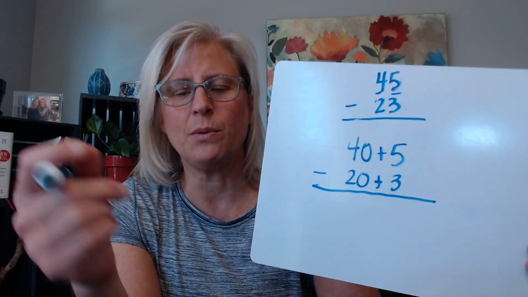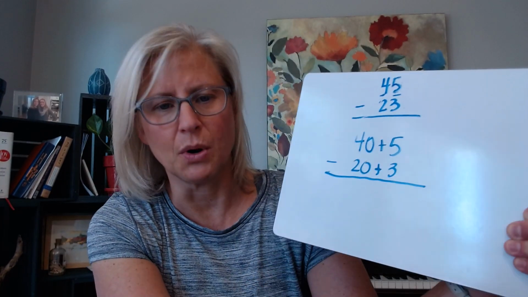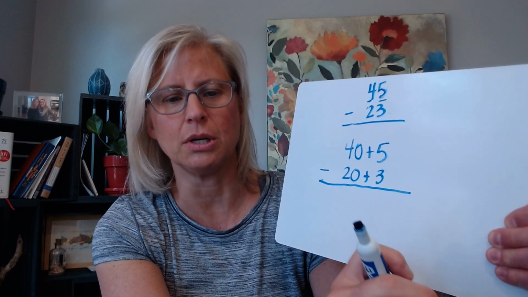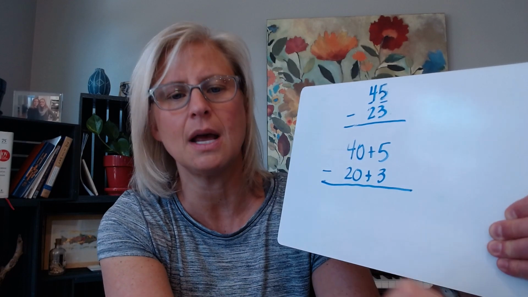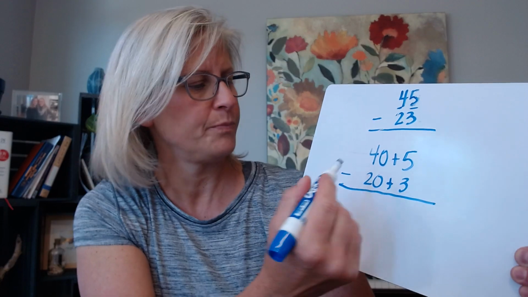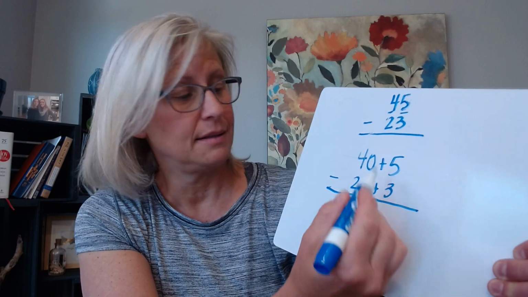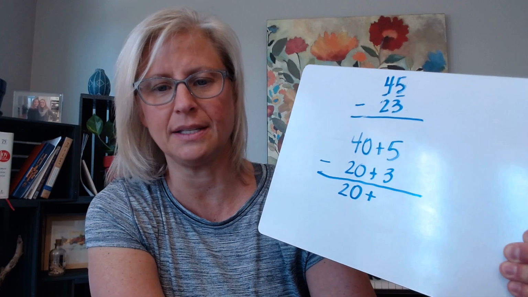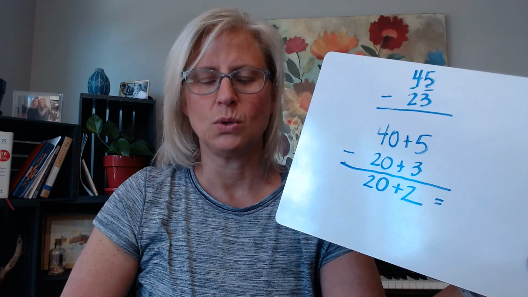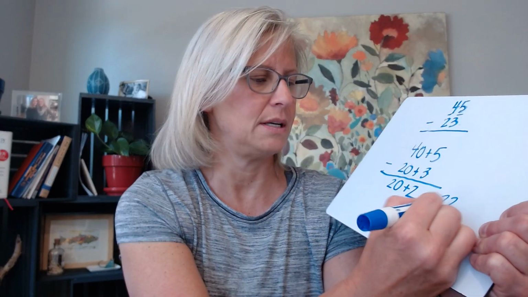Okay, so I've just rewritten the problem, but with the numbers broken apart into our parts. Remember, partial means taking the numbers into their parts, and then working with those parts. Now it doesn't really matter which order I do it in, but I can subtract 40 minus 20. 4 minus 2 is 2, so 40 minus 20 is 20. And then put a plus there. And then 5 minus 3 is 2. And then I add those two things together. 20 plus 2 is 22.